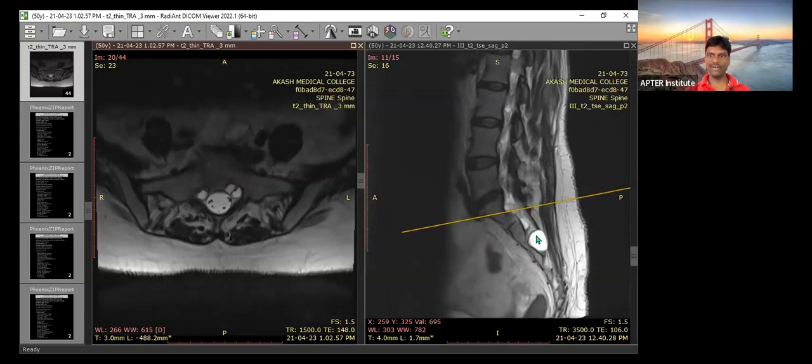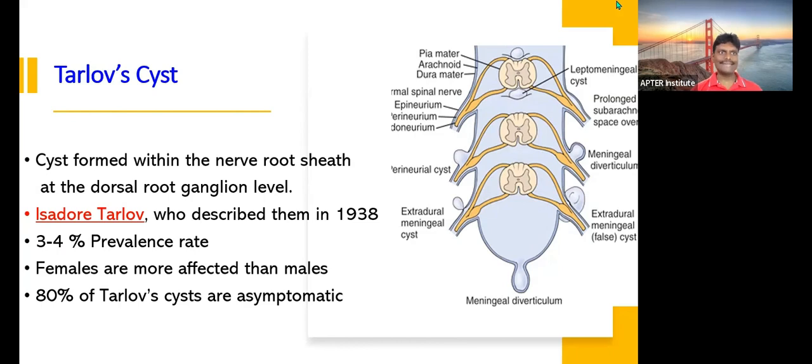Now we need to understand what this cyst is called. Okay. So this cyst is called a Tarlov cyst. It's otherwise called a perineural cyst. This cyst is formed within the nerve root sheath at the dorsal root ganglia level. You see here, this is the dorsal root ganglia. This is the posterior root. Here are the posterior horn cells.